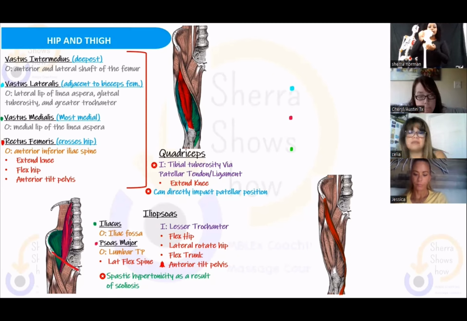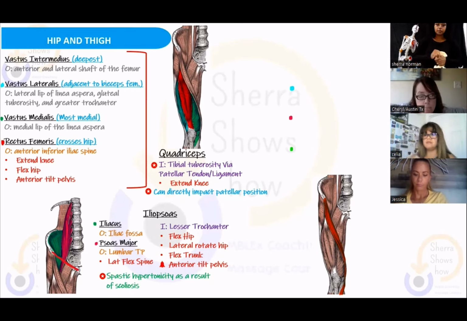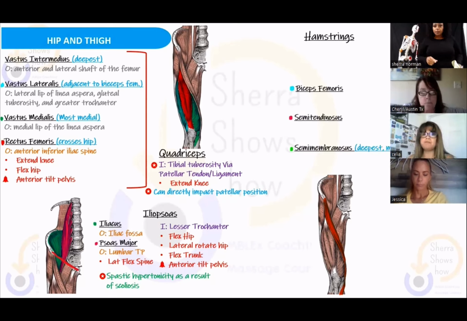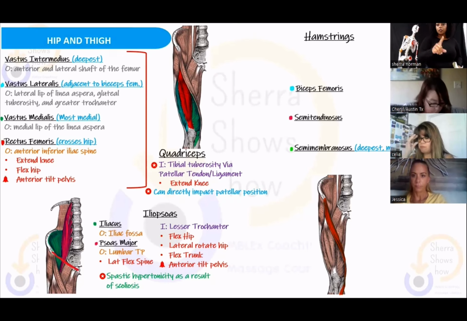So anterior tilt for the quads. Anterior tilt the pelvis. There we go. So now we get into our hamstrings. Hamstrings, of course, are direct and complete opposites of the quads. Everything about them is opposite. First of all, we have biceps femoris and then our semis, semitendinosus, semimembranosus, in that order. Biceps femoris is lateral, then semitendinosus, and then the deepest and most medial is semimembranosus.